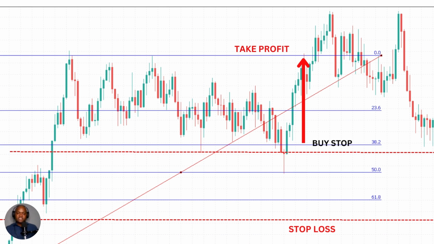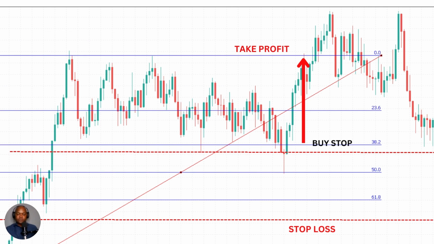For your profit target, you just target the previous swing high, the recent swing high. So in our case, it was at that point where we have our take profit. Or you can make use of risk to reward ratios of 1 is to 1.5 or 1 is to 2. So you make use of those ratios.